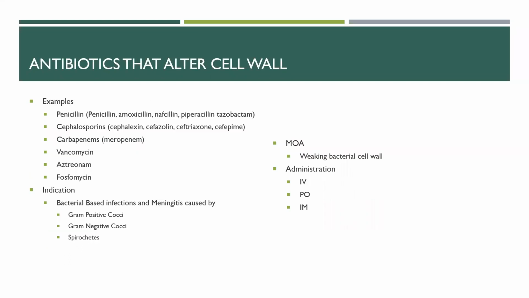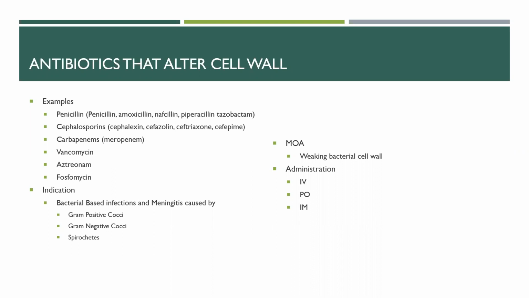So there's two categories of antibiotics: antibiotics that alter cell walls and antibiotics that inhibit protein synthesis. For antibiotics that alter cell walls, we have our penicillins: penicillin, amoxicillin, ampicillin, and piperacillin tazobactam. You'll notice the penicillins all kind of end in -icillin. Then we have our cephalosporins, such as cephalexin, cefazolin, ceftriaxone, and cefepime, and you'll notice that a lot of these start with ceph. Then we have our carbapenems, such as meropenem. We have vancomycin, aztreonam, and fosfomycin.